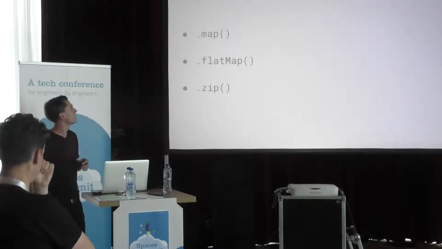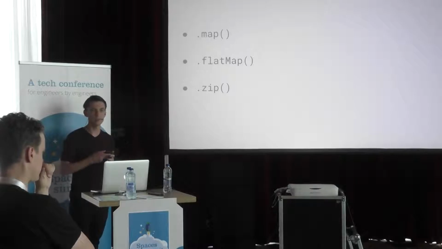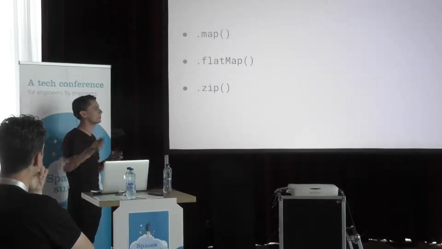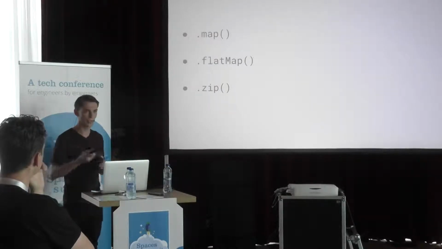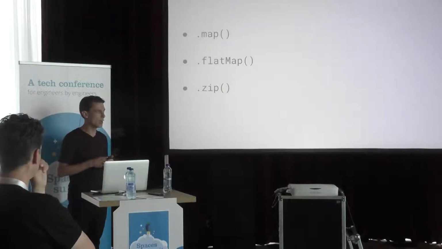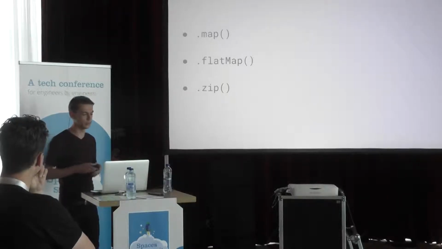On these reactive types, we have operators, and these operators are similar to the Java Streams API that's included in Java 8. So we have a stream of data, and we can transform it using a map operator. We can transform it using other asynchronous data using the flatMap operator, and we can combine multiple streams together using the zip operator.